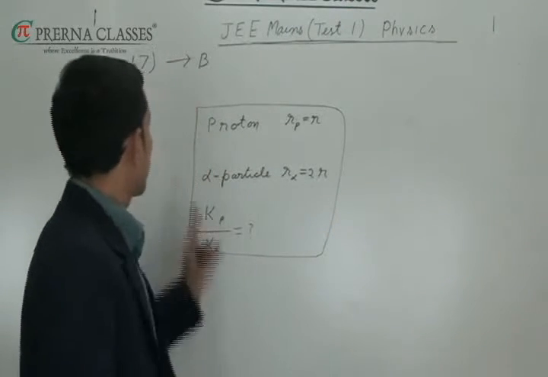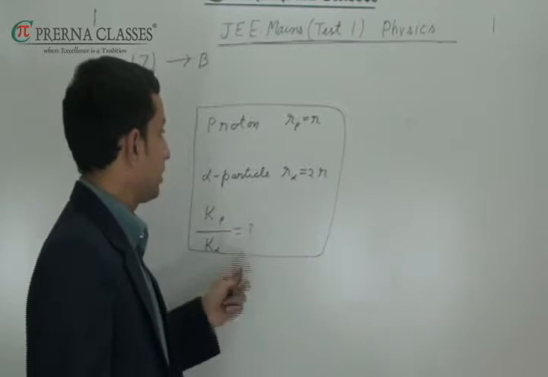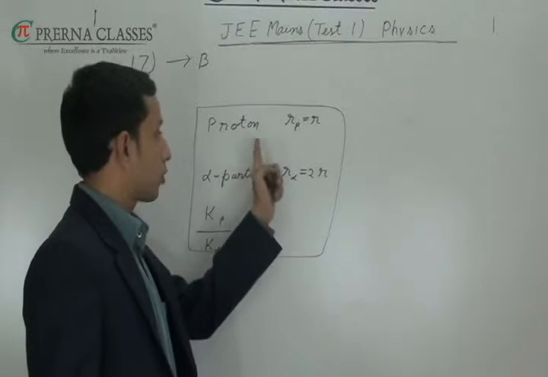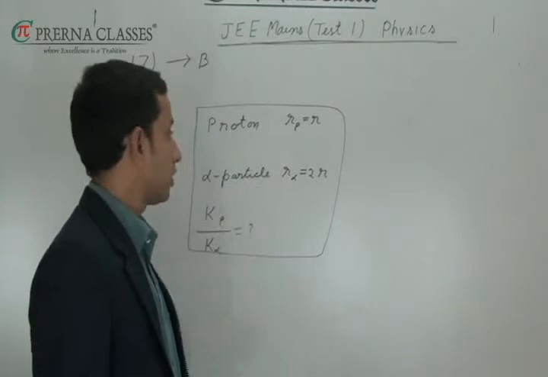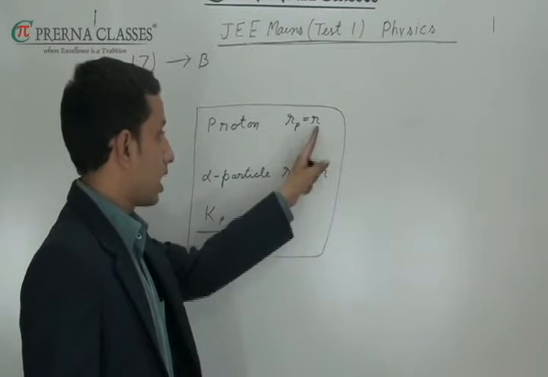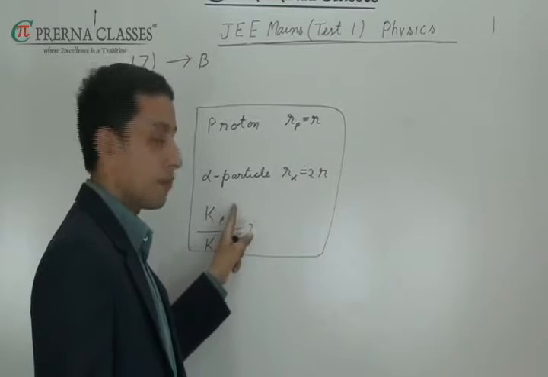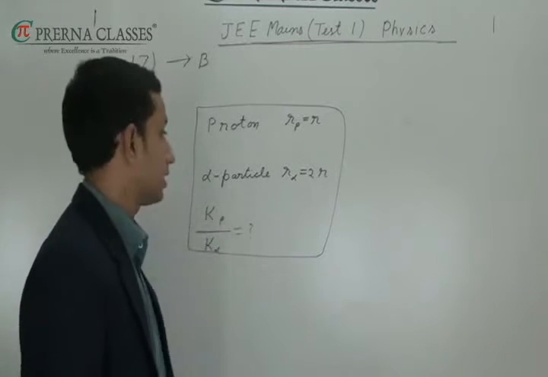Come to question number 17. In this question we have been given a proton and alpha particle in a perpendicular magnetic field. They are moving and their radii are r and 2r. We have to find the ratio of their kinetic energy.